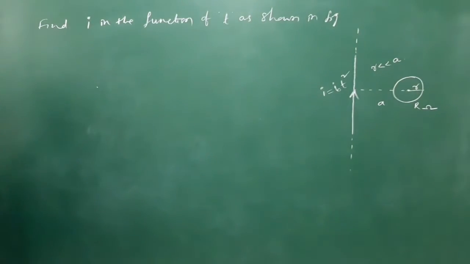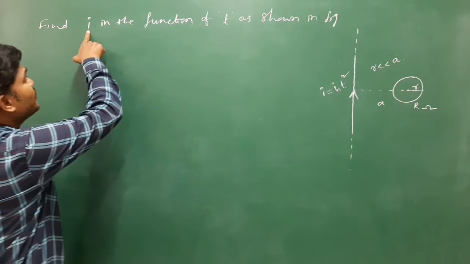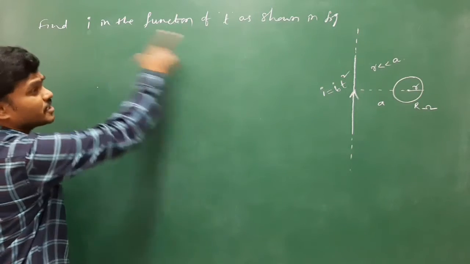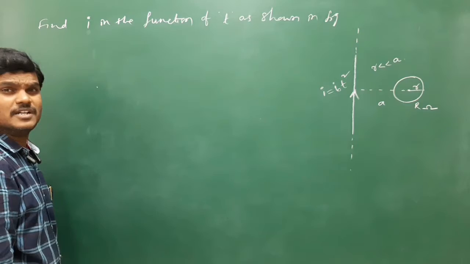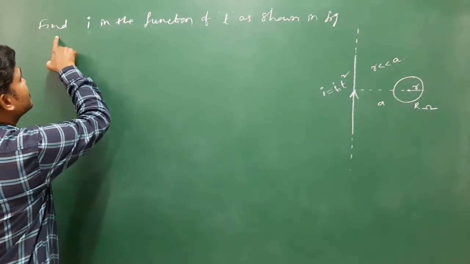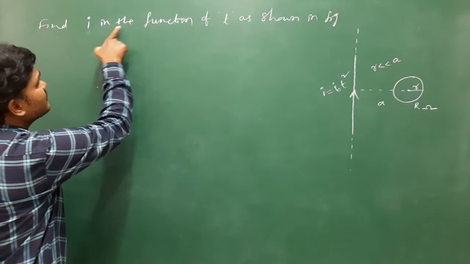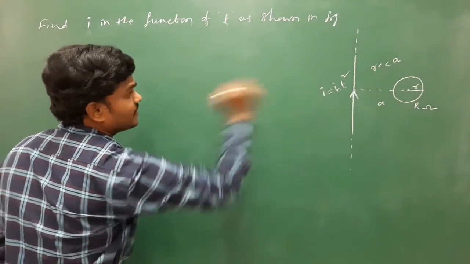They have given this question. The target is to find the induced current. Of course, we can identify the direction of induced current in the loop by using Lenz law. So the target is we have to find the induced current as a function of time t shown in the figure.